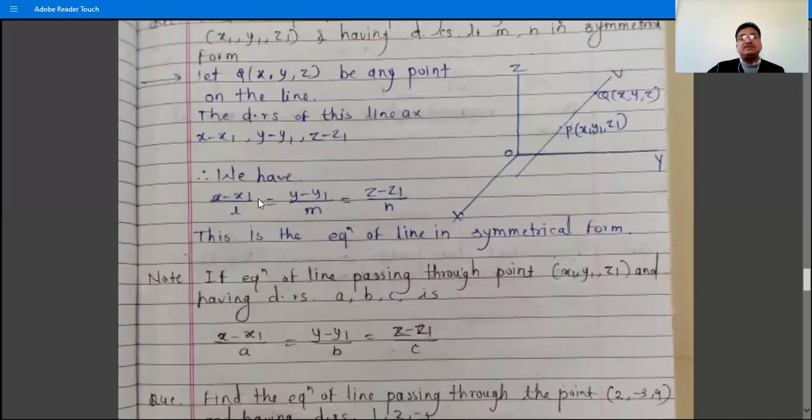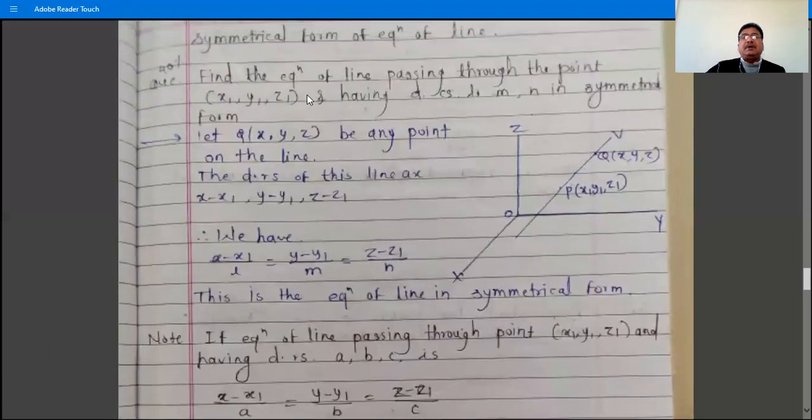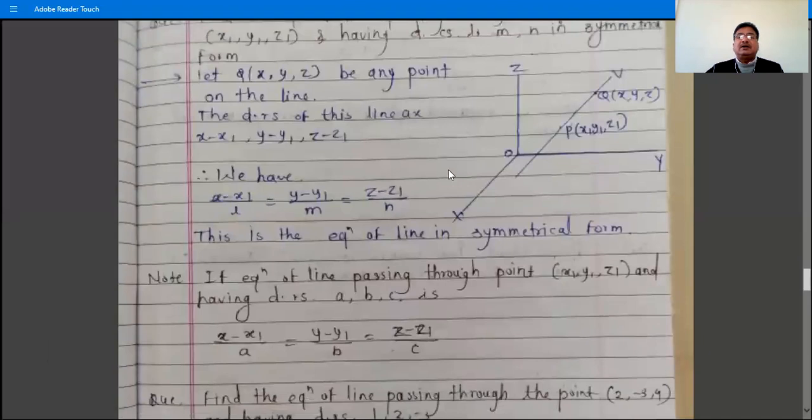So we have (x minus x1) by l is equal to (y minus y1) by m is equal to (z minus z1) by n. And this is the equation of the line in symmetrical form. So this is the proof of the equation of a line in symmetrical form.